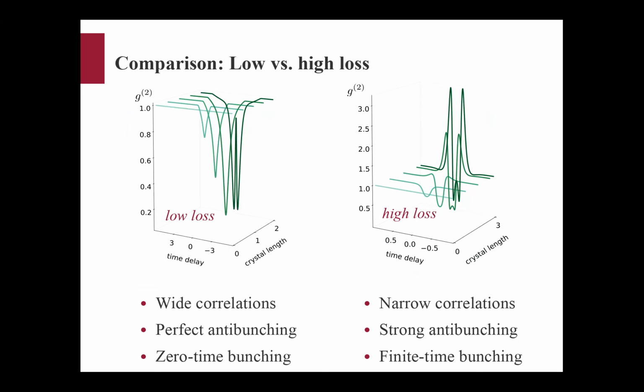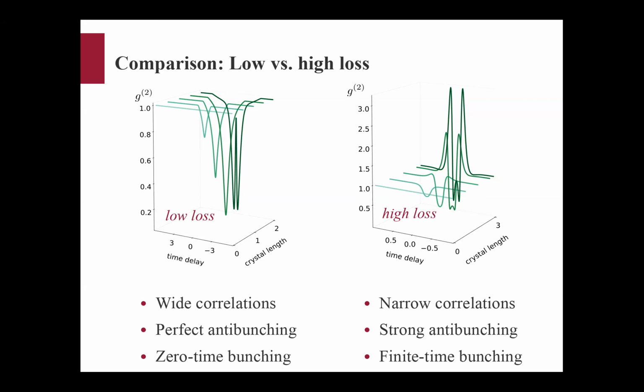So to compare this in more detail, for conditions of low loss, we see very wide correlations. The photonic correlations spread in the relative distance between the two particles as we go through the crystal. Then there's one crystal length at which the transmitted photon field is perfectly anti-bunched. And if we make the crystal even longer, we see that photons like to come out at the same time.